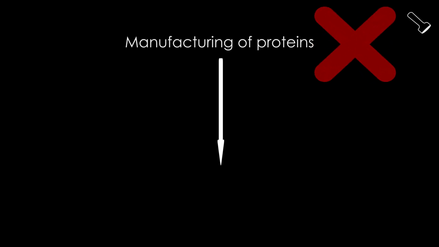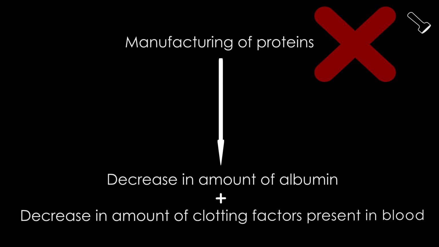If a disease state caused dysfunction in the manufacturing of proteins, it could cause a decrease in the amount of albumin or clotting factors being produced, and it follows from that that a decrease in albumin concentration or an increase in the prothrombin time or partial prothrombin time would suggest that there's a disease state.